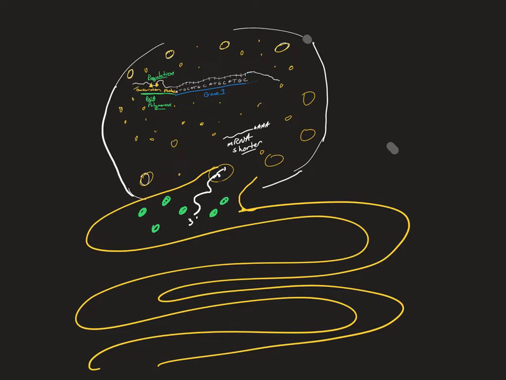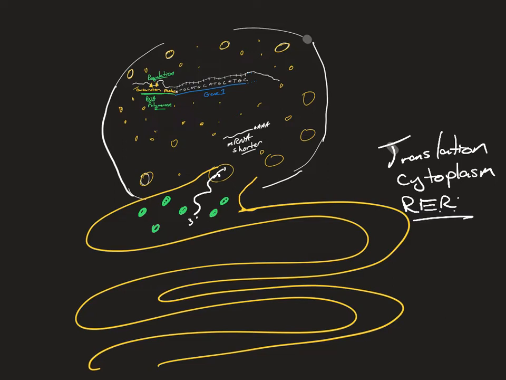So where's translation happening? That's right. Translation happens outside in the cytoplasm, specifically the endoplasmic reticulum, the rough endoplasmic reticulum, RER. All right, at the ribosome. That's all you need to know for transcription, and that's all the intro you need for translation. We're going to go on into translation next. But does everybody understand that part at least?